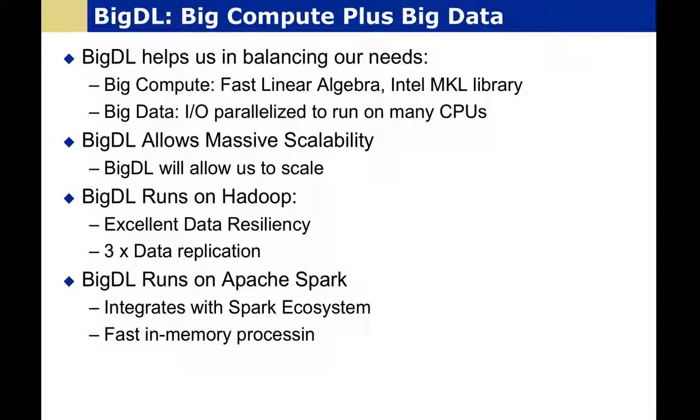So, BigDL is going to give us both big compute plus big data. It helps us in balancing our needs between big compute, giving us fast linear algebra with the Intel MKL library, and big data I/O parallelized to run on many CPUs. It gives us massive scalability. It allows us to run on Hadoop and on Apache Spark.